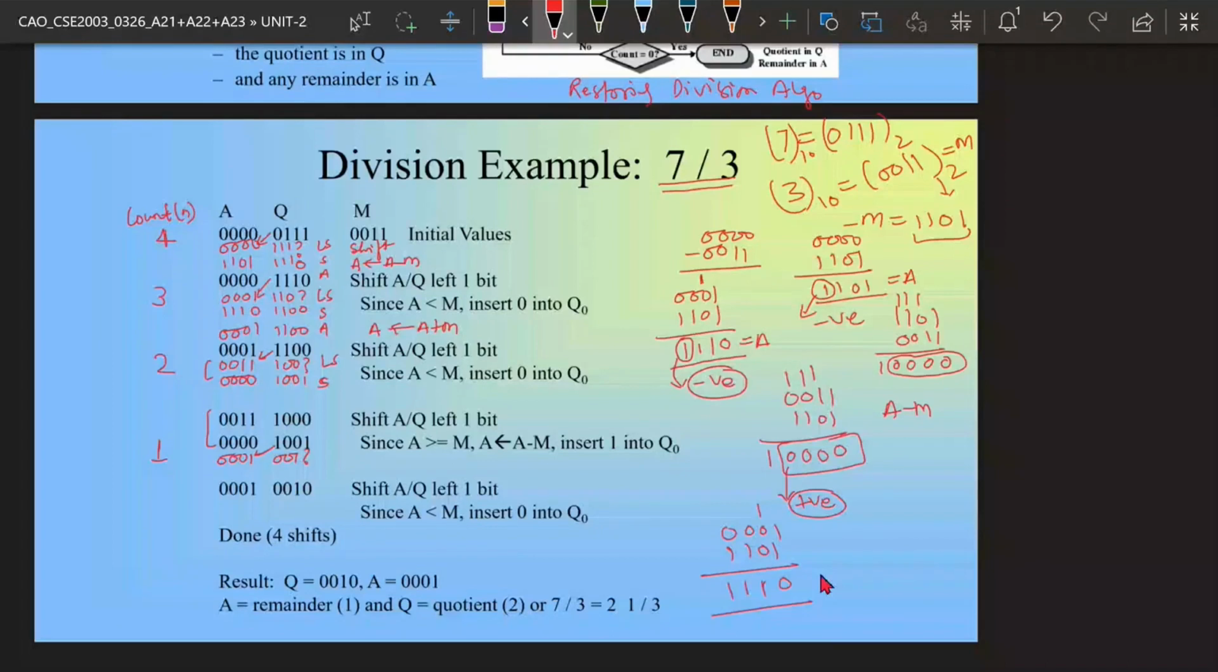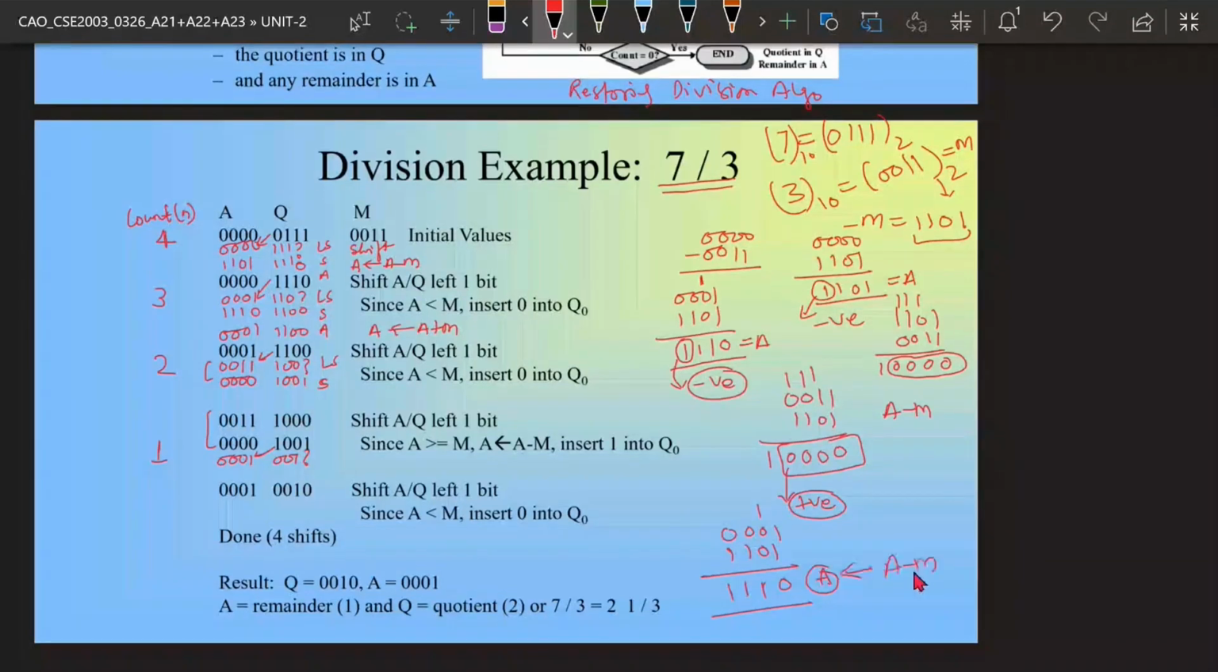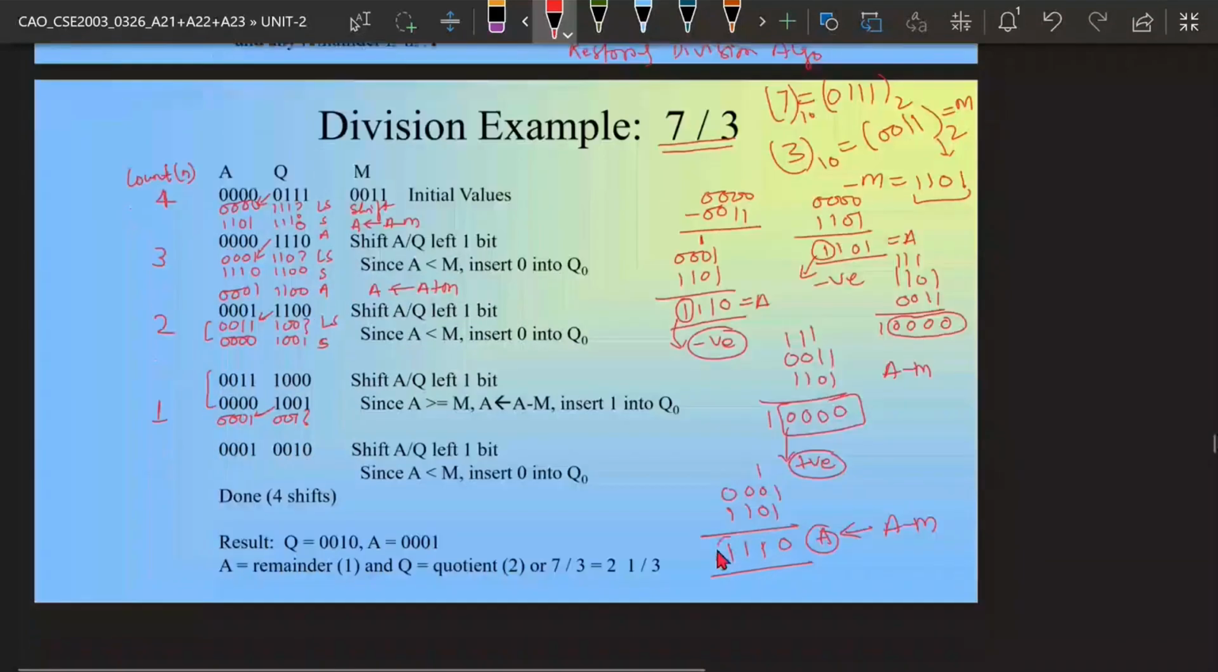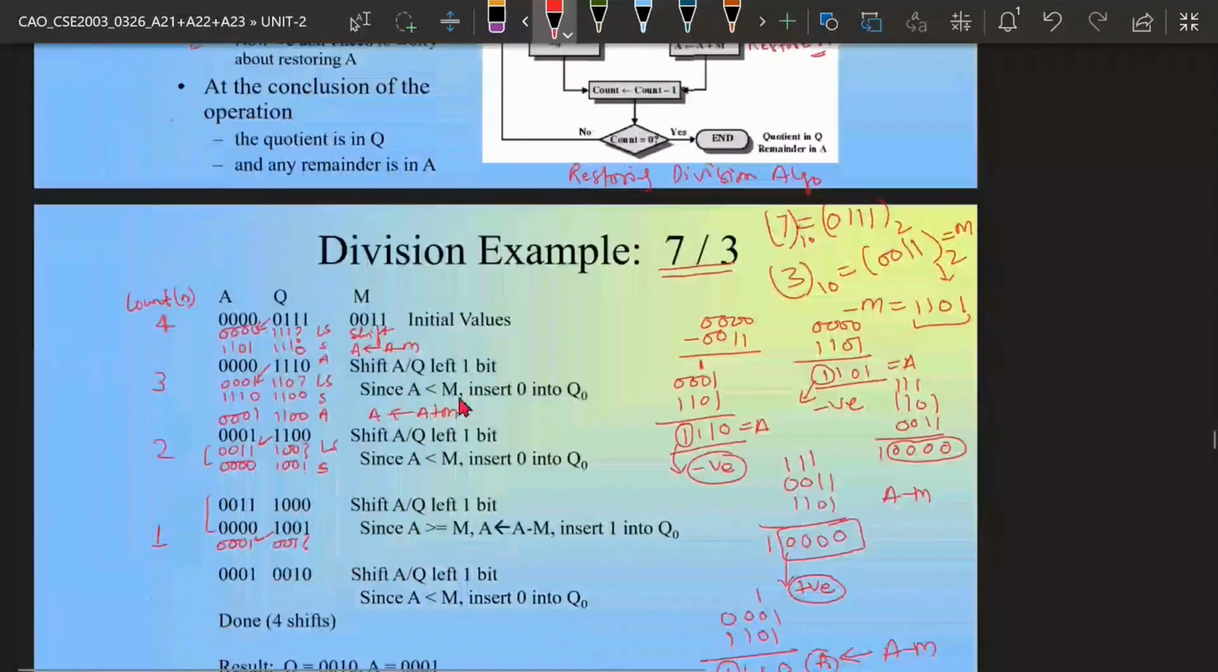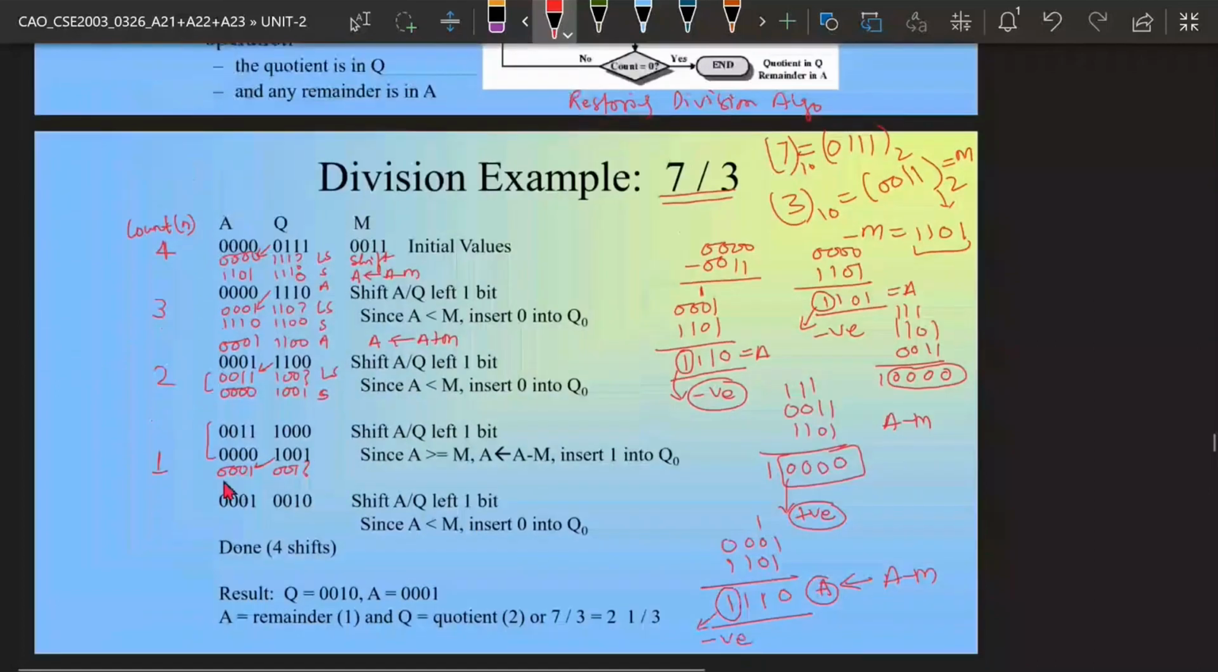But here you can see this is the negative sign indicating the negative value. Once it is a negative value, it should go to this path. Once it goes to this path, it is going to make the Q naught value 0. So here will be 0, 0, 0, 1, and then the value of Q naught will be made 0, 0, 1, 0.